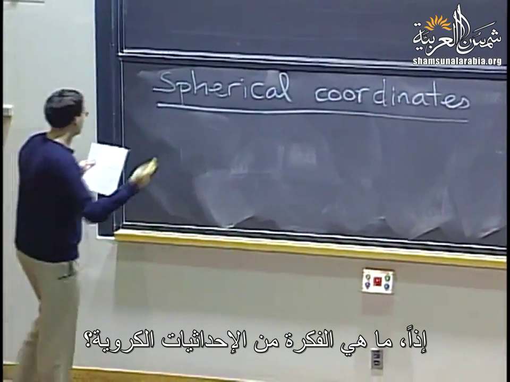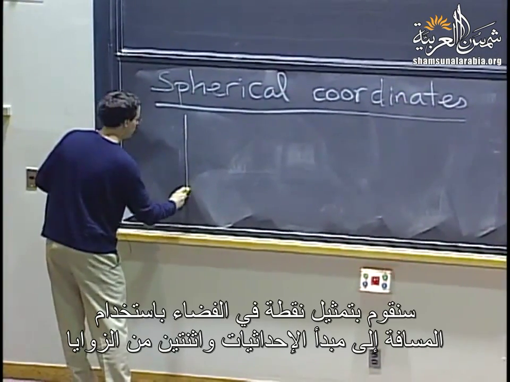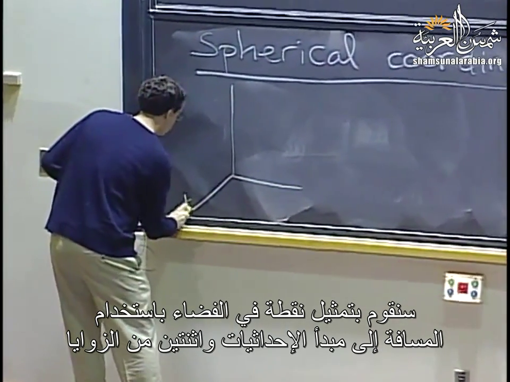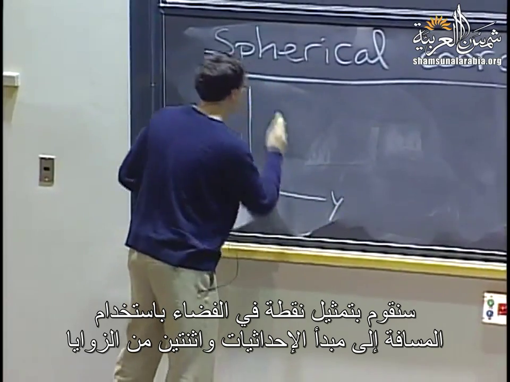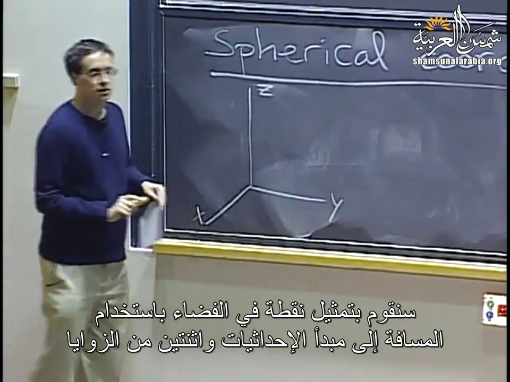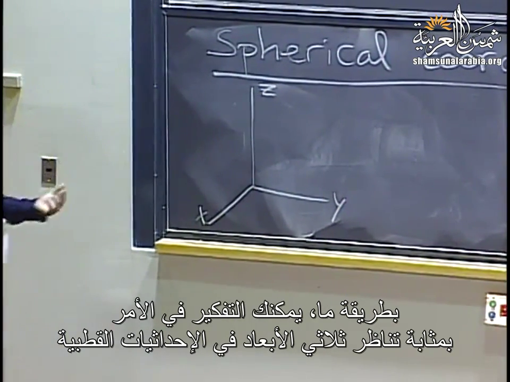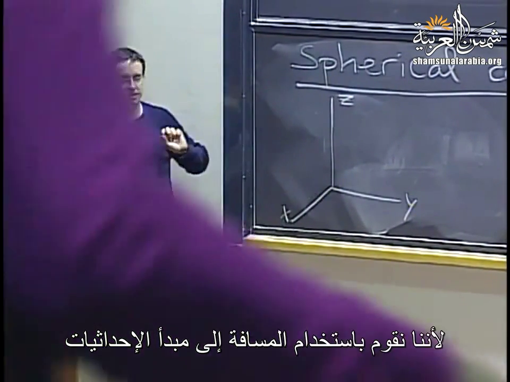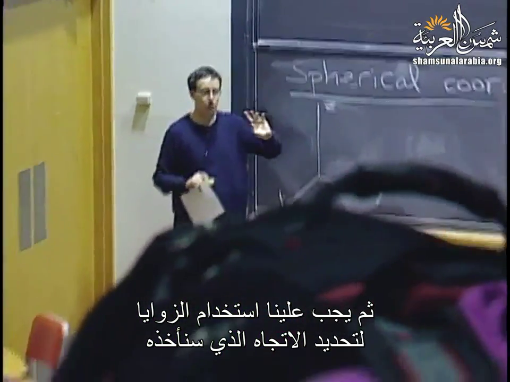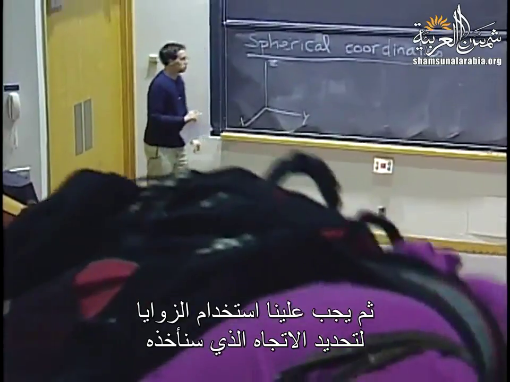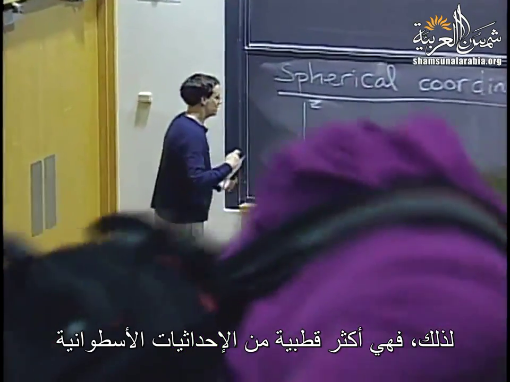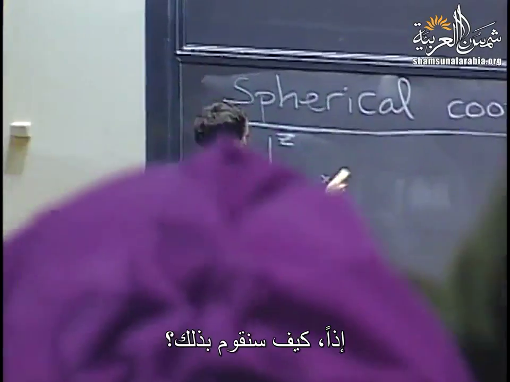So what's the idea of spherical coordinates? Well, you're going to represent a point in space using the distance to the origin and two angles. So in a way, you can think of these as a space analog of polar coordinates because you just use distance to the origin, and then you have to use angles to determine in which direction you're going. So somehow they're more polar than cylindrical coordinates. So how do we do that?